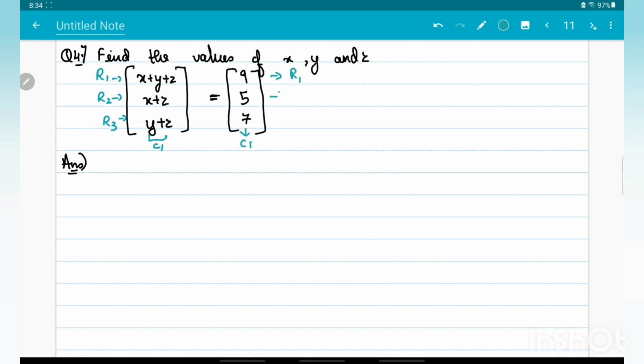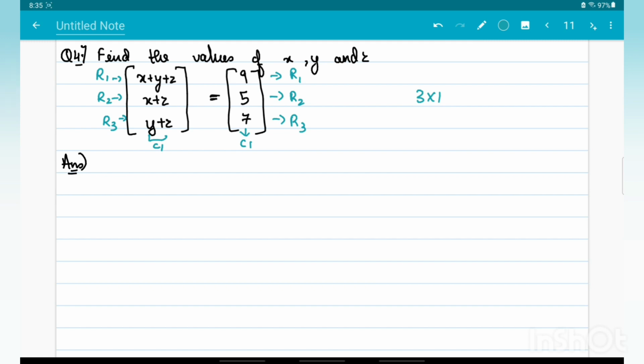This is first row, this is second row, and this is third row. Okay, so in both of them we can see that the order of matrix is rows into columns, that is, 3 rows into 1 column. So in both the cases the order of matrix is 3 by 1. Okay, 3 rows are there and 1 column is there. So 3 by 1 is the order of matrix in both the cases. So you can see here both the matrices are equal. That means that corresponding elements also should be equal.